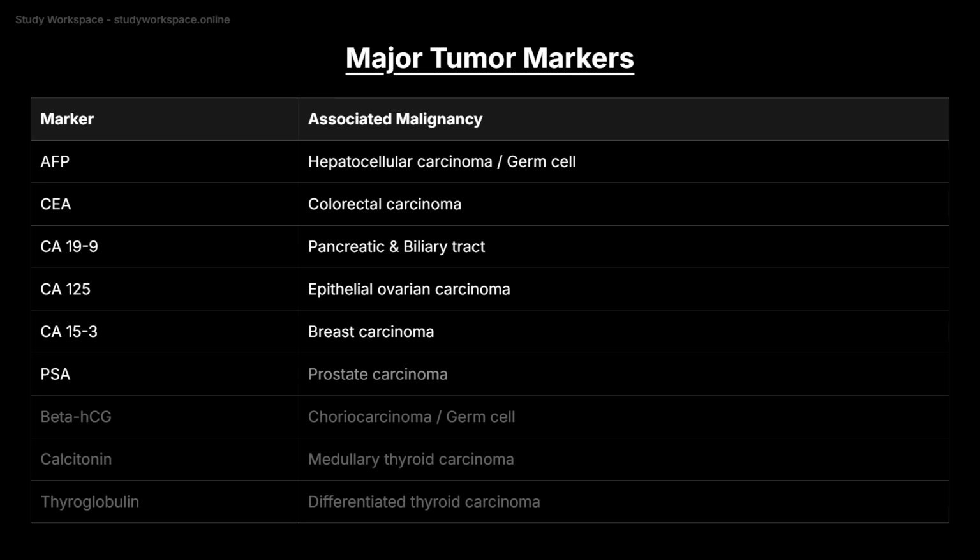Prostate-specific antigen is associated with prostate carcinoma. Beta-human chorionic gonadotropin is associated with choriocarcinoma and several germ cell tumors. Calcitonin is the principal marker for medullary thyroid carcinoma. Thyroglobulin is used during follow-up of differentiated thyroid carcinoma after treatment.